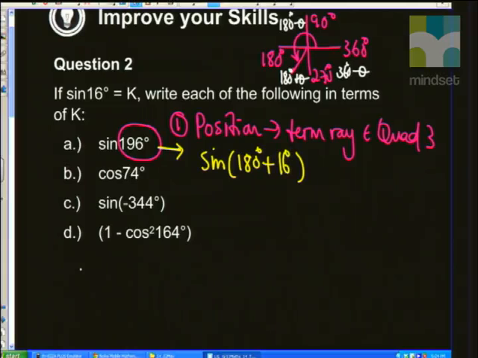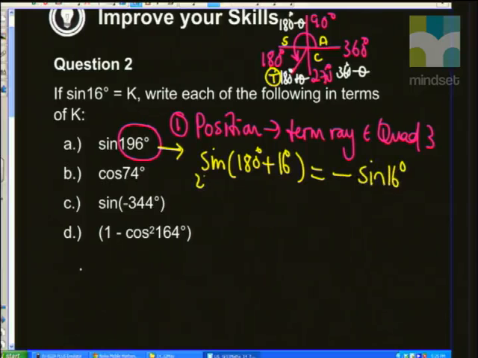Now, from that version, we are going to get that this is the same as, because we're in quadrant 3, and in quadrant 3, all students take coffee. The T means that only tan in that quadrant is positive, which means it's going to give us a negative ratio of sine 16. So first thing is to look at the position.